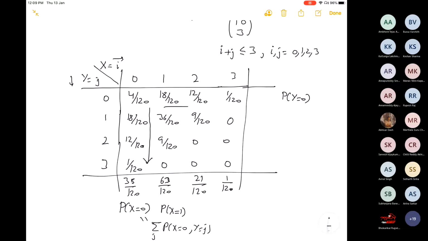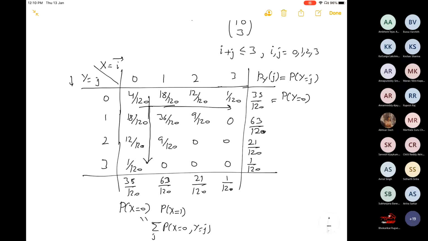So sum over these values. So you will get 35 by 120, 63 by 120, 21 by 120 and 1 by 120. These are the probabilities for y equal to 0, 1, 2 and 3. So you can just write this as p_Y(j), which is the probability y is equal to j, where j is 0, 1, 2, 3.